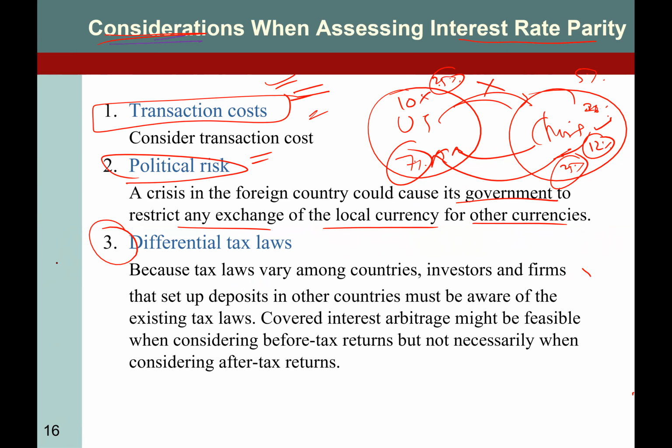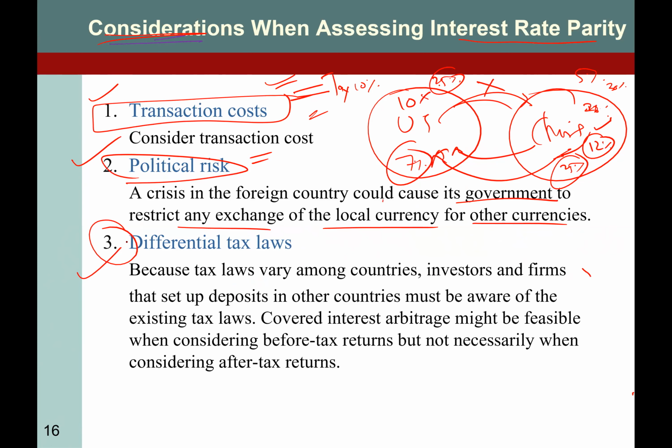Here we go. In the US, maybe on the interest rate, your charges are just a 10% tax rate. But in China, maybe it is 30% on the tax earning, or maybe 40% or whatsoever, right? So this interest rate parity does not account for the transaction cost, does not account for the political risk, and does not account for the difference in taxation, right?